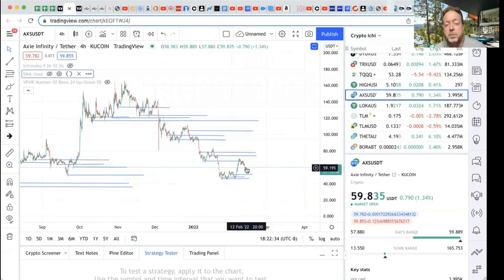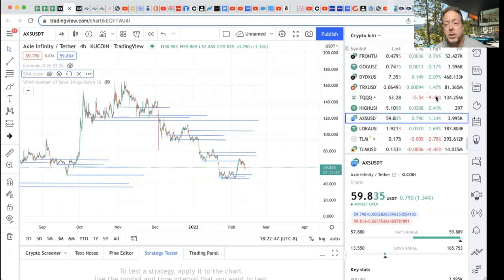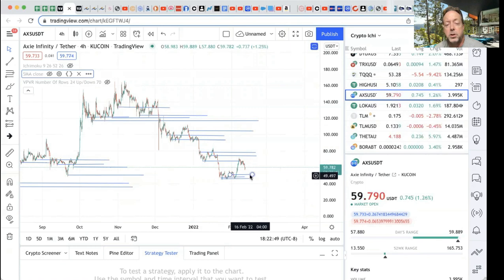So if somebody said you had to do it right now, today, and I had to put it in immediately, I would be jumping in here at the 59. I might even try to wait a little while, but it is in the positive right now. So who knows? A lot of these coins are turning green, so it could potentially start to swing back up.